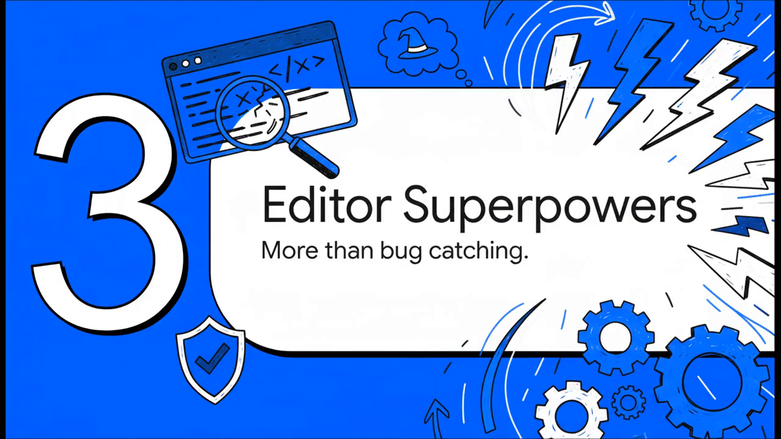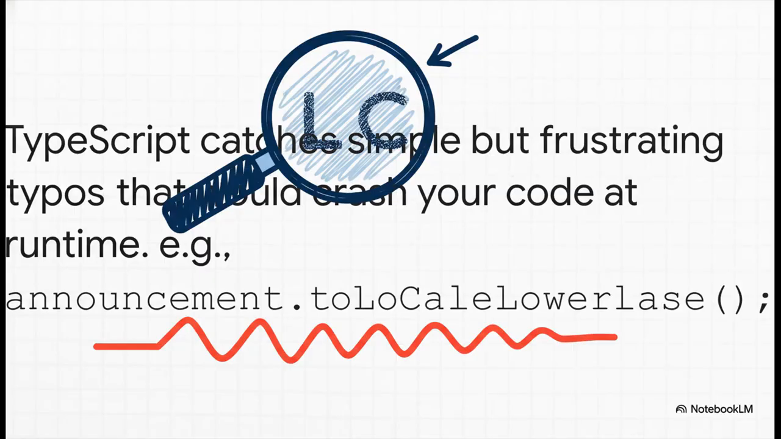Okay, so TypeScript is obviously a fantastic bug catcher, but that same information that it uses to find bugs, it also unlocks a whole suite of superpowers for you right inside your code editor. For example, it catches those annoying little typos we all make. I mean, look at toLocal lowercase.